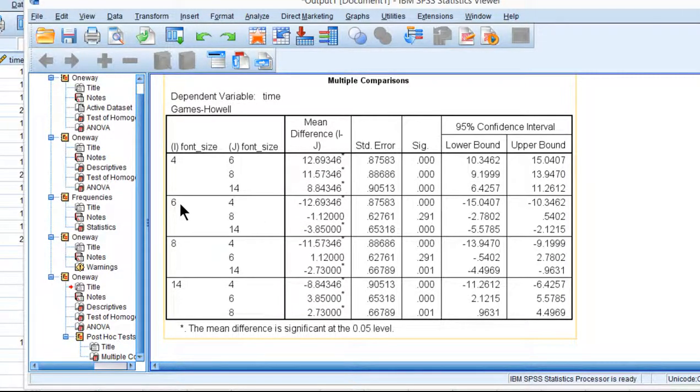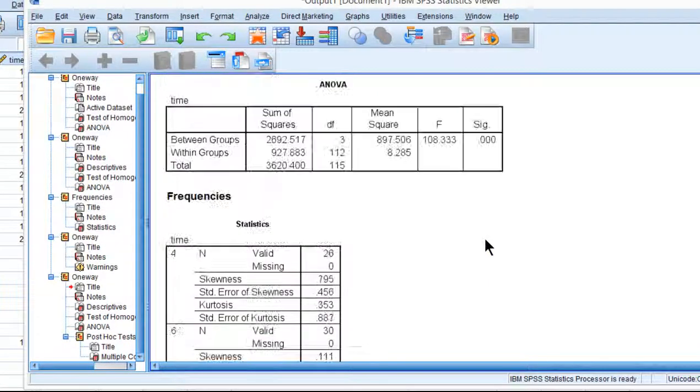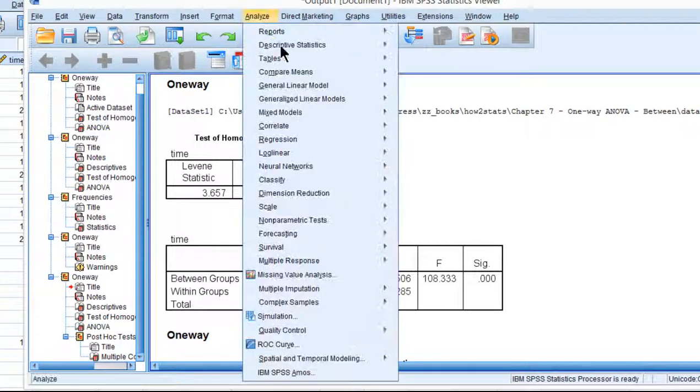We would conclude that 6 is statistically significantly faster than a font size of 4 and a font size of 14, but we can't tell the difference between 6 and 8. Not statistically anyway. Numerically, we might push. Let's actually look at the graph.